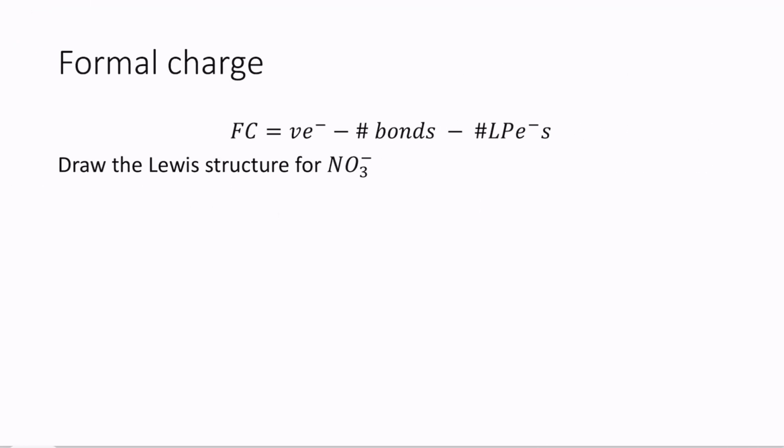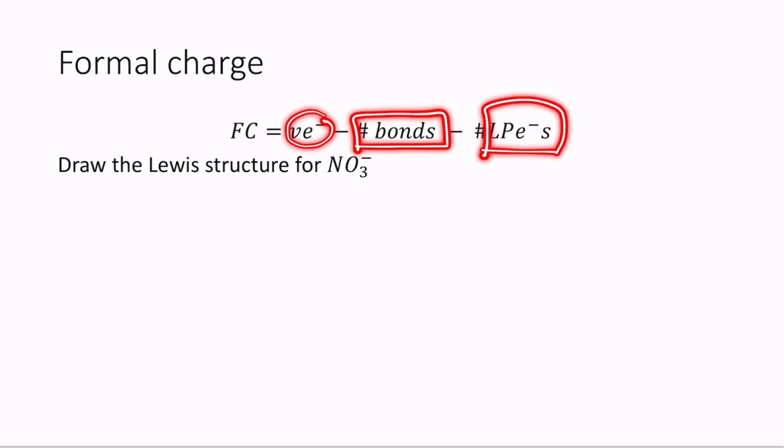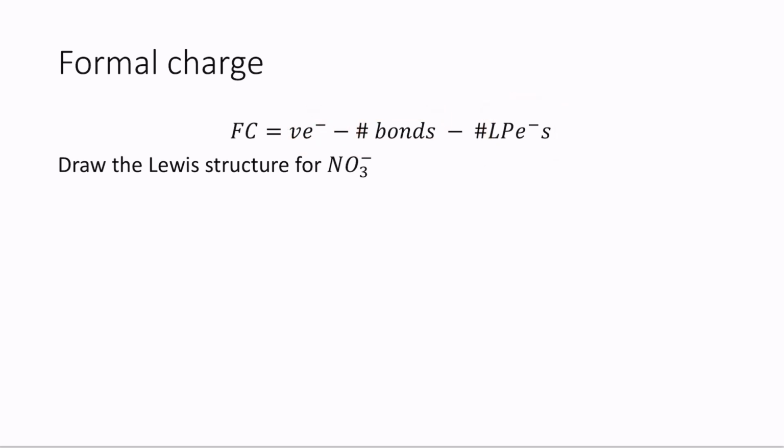In this video, we're going to talk about formal charge. Formal charge is a calculation, and we calculate it by taking the valence electrons minus the number of bonds minus the lone pair electrons. So let's do an example so we can see how this works.